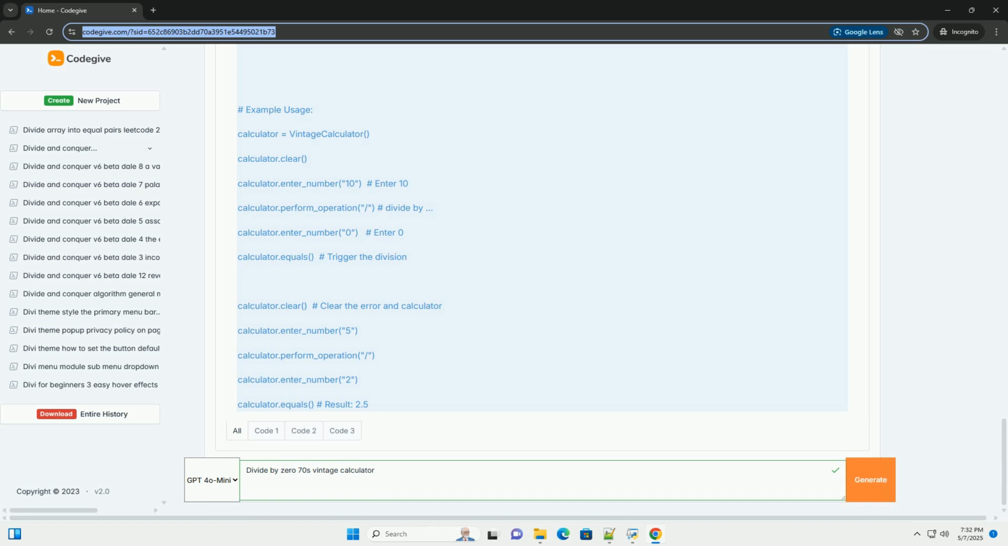Key aspects demonstrated. Error flag: the error_flag is crucial. Once an error occurs, the calculator refuses further operations until it's cleared. This mimics the frozen state of some vintage calculators. Divide by 0 check: the code explicitly checks for division by 0 before performing the operation. Limited display: the update_display function truncates the output to the display_size, simulating the limited display capabilities of a 1970s calculator.